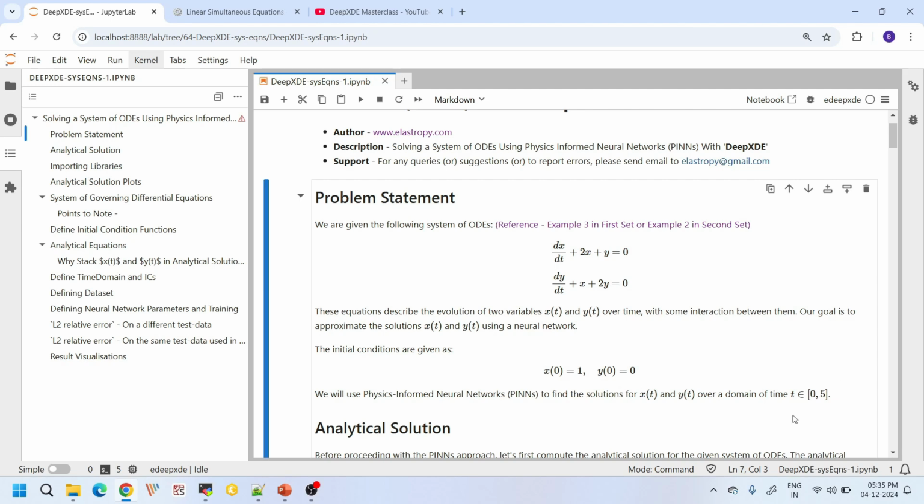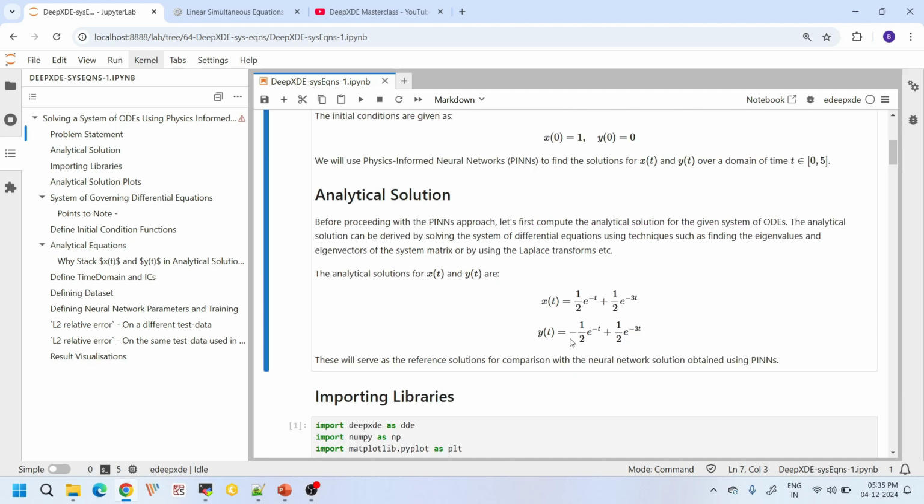And this domain is ranging between 0 and 5. Overall, this is a time domain problem, so x and y both are functions of t. That's it. So these are the analytical solutions. Let's see how these analytical solutions look.